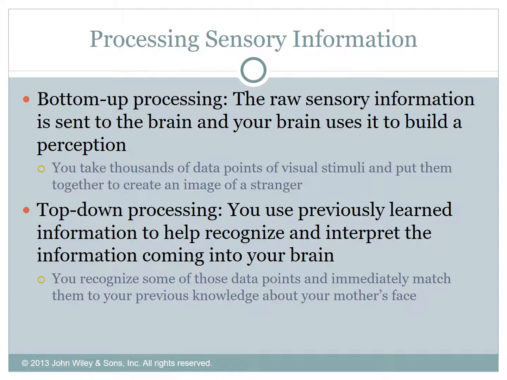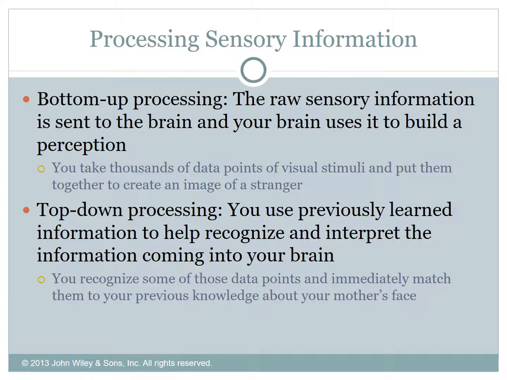With top-down processing, if you're flying above the forest, you can see the forest itself, and you just have to know that there's all this other information, all these trees that make up the forest. So with top-down processing, you're using previously learned information to recognize and interpret the information coming into your brain. Top-down processing is easier. It requires a lot less energy, and so we do top-down processing automatically.